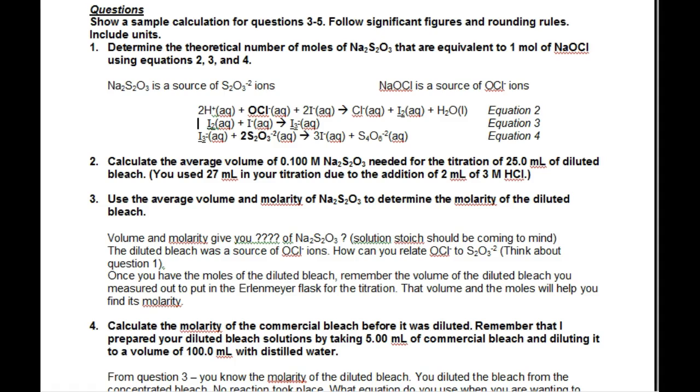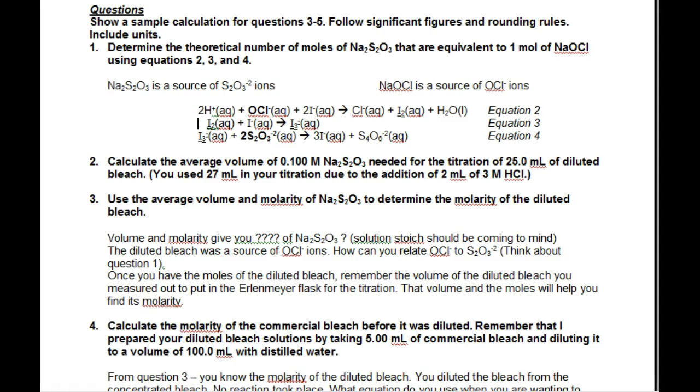We know the bleach was a source of OCl minus, and we just looked at in question 1 how you could relate OCl minus to thiosulfate. It is not a 1-to-1 ratio. You're going to have to use those equations up in question 1 to help you with that. Once you have that ratio, you should be able to use solution stoich to relate the thiosulfate to the OCl minus, which is the active ingredient in your bleach.